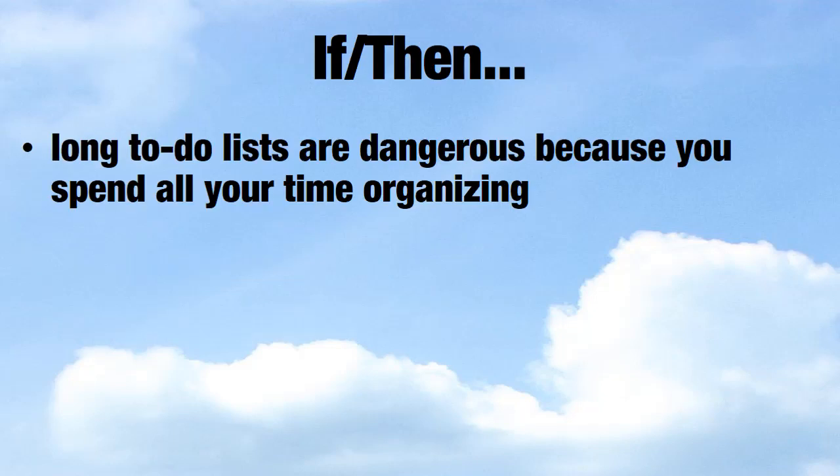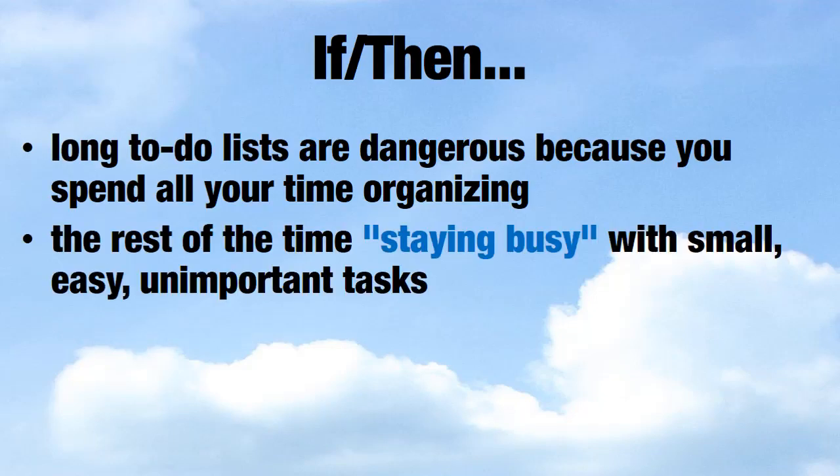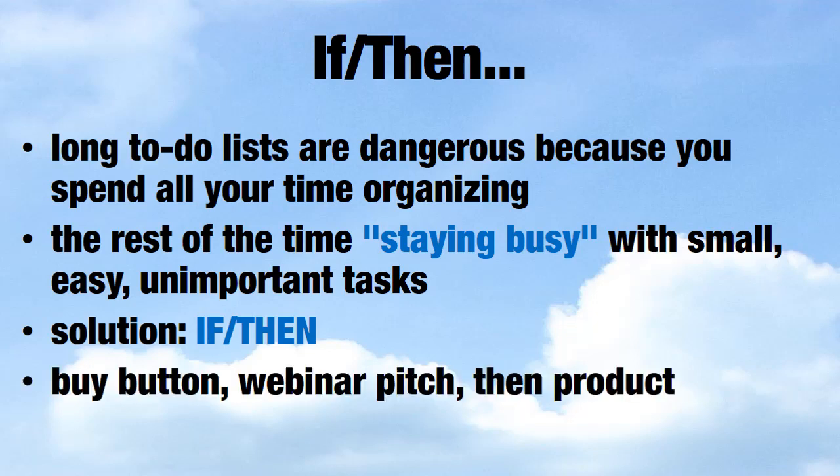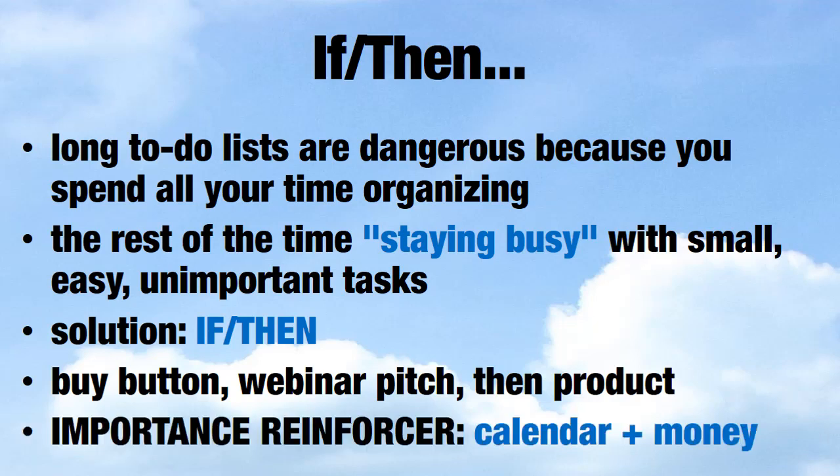So if long to-do lists are dangerous because you spend all your time organizing and maybe you spend the rest of the time staying busy with small, unimportant tasks, the solution is if-then. So you say, all right, what do I need to do next? I need to make a website. Great, I got a website. Now I need to make a buy button. Great. Well, if I have a webinar pitch, what do I need to do? Send them to the buy button. And then once I have all that in place, then worry about a product or a course. That way we just break things down into smaller pieces.